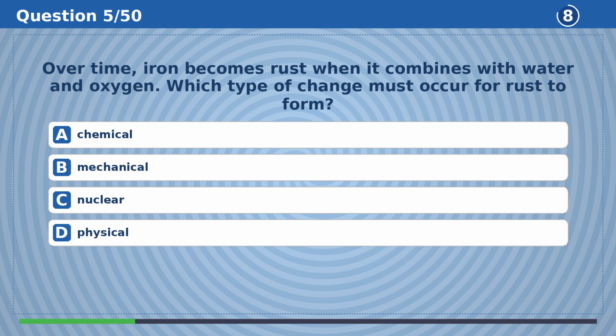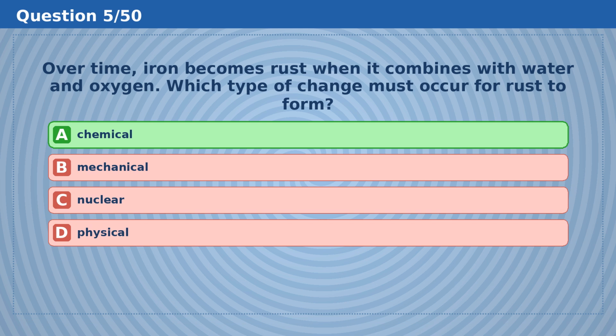Over time, iron becomes rust when it combines with water and oxygen. Which type of change must occur for rust to form? The answer is A, chemical.